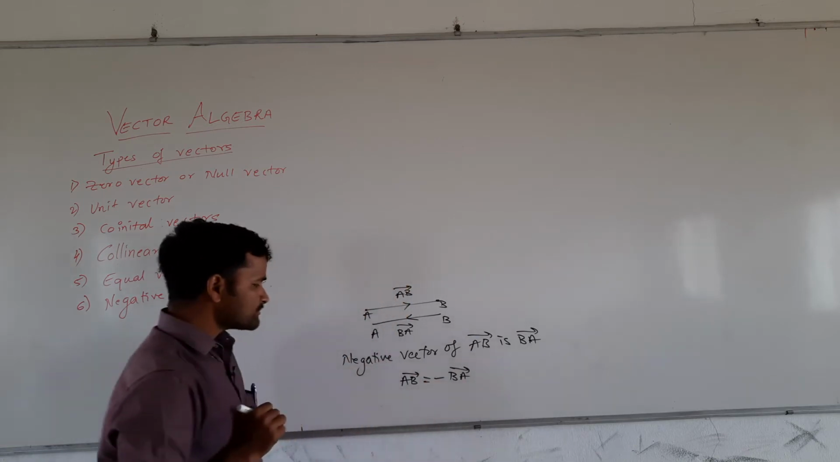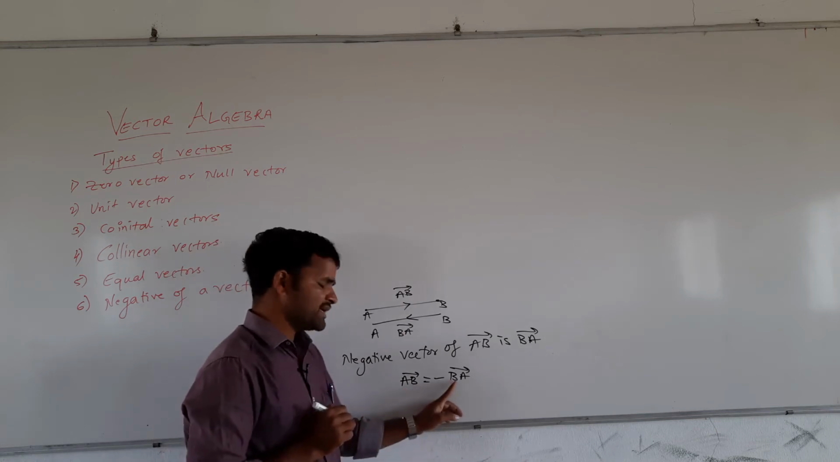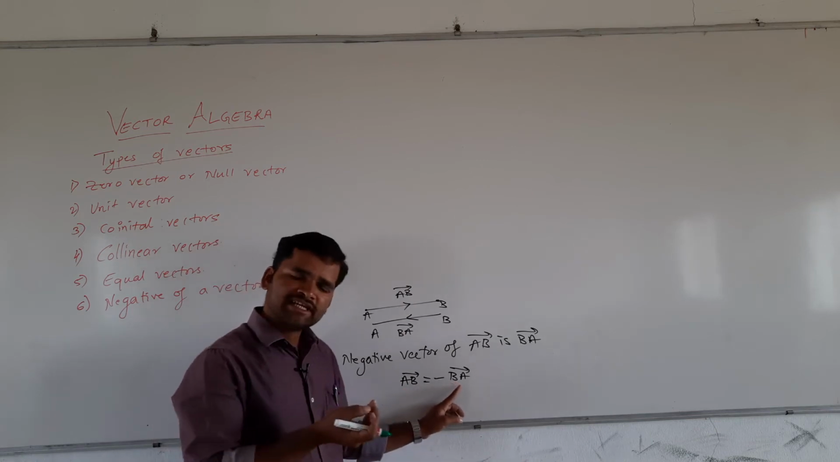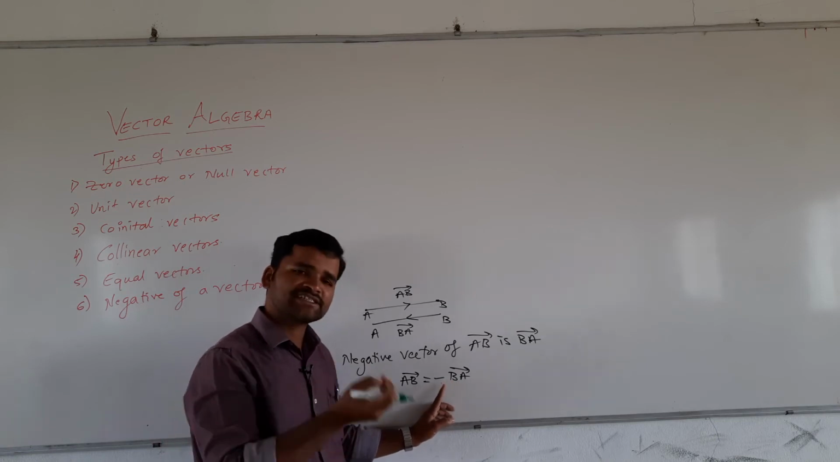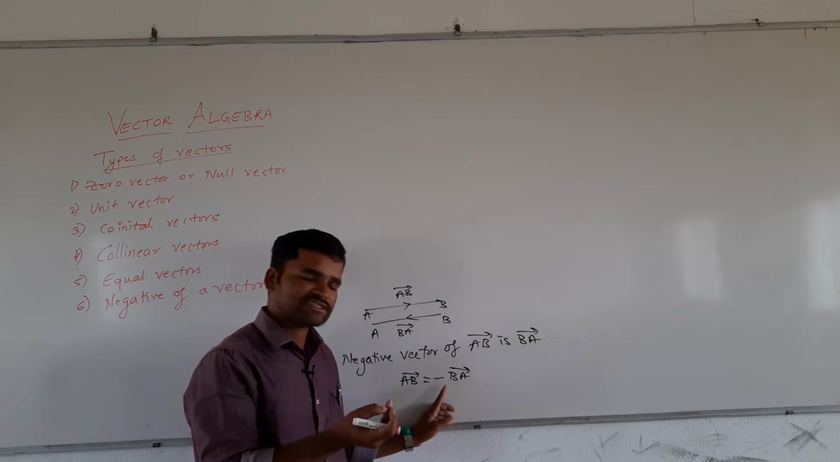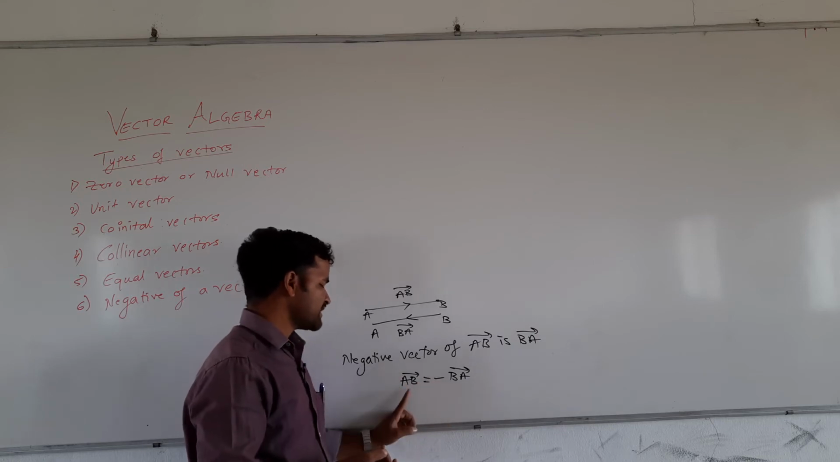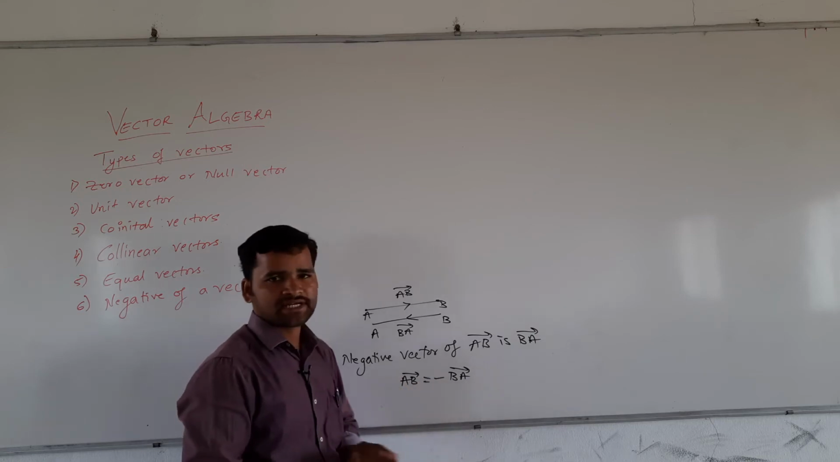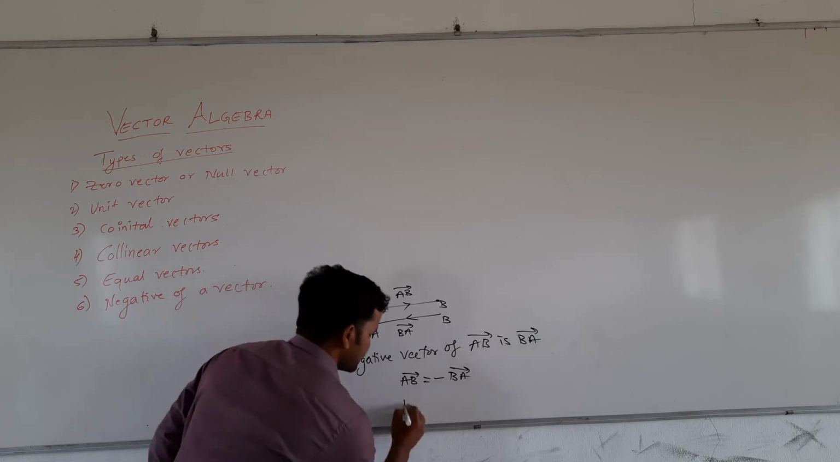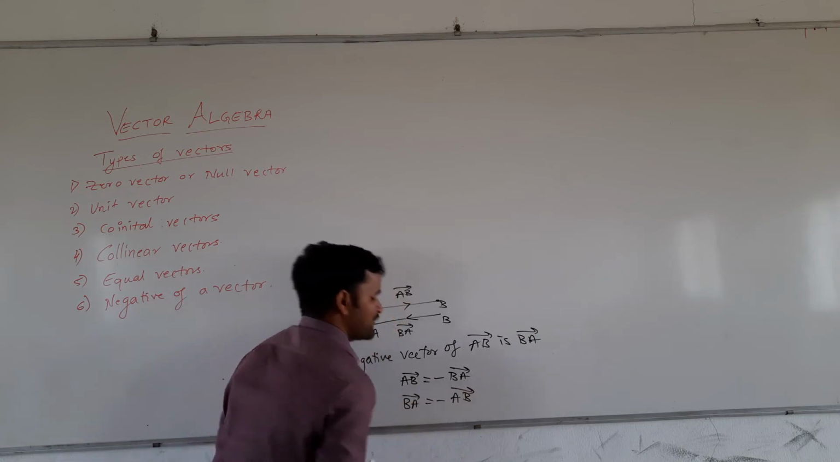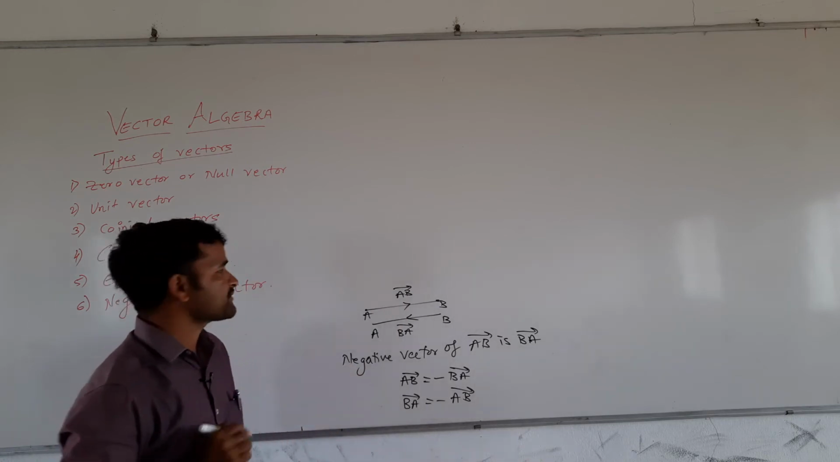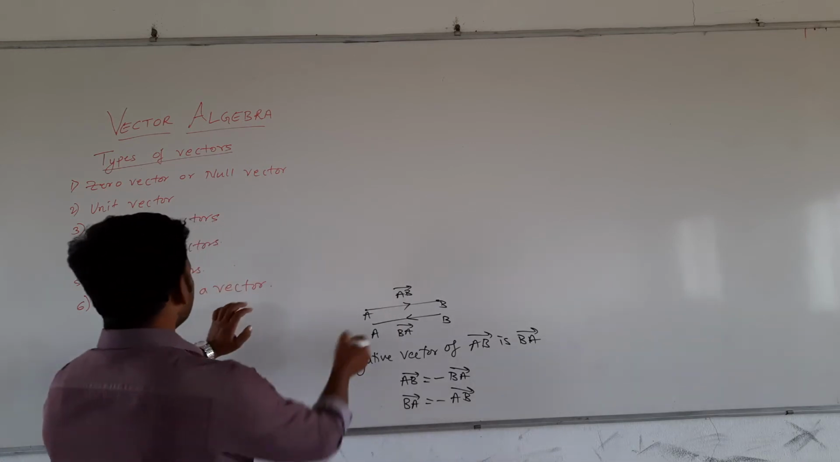AB is a vector, BA is its negative, in the opposite direction. If you multiply with minus, its direction changes. We can write vector AB is equal to minus of vector BA, and vector BA is equal to minus of vector AB also. Yes, fine. Definition: negative of a vector.